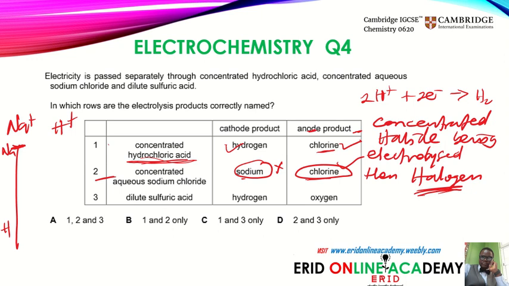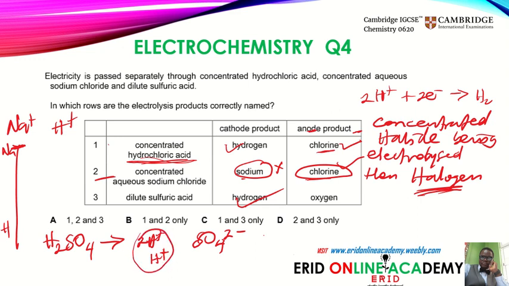Then number 3, dilute sulfuric acid. Hydrogen product at the cathode, which is correct. Refer to question 3 and question 2. Hydrogen will discharge, which is correct. Basically, H2SO4, when it's discharged, is going to form these ions. Since it is an aqueous solution, the only ions we have at the cathode are just hydrogen ions, so no competition.